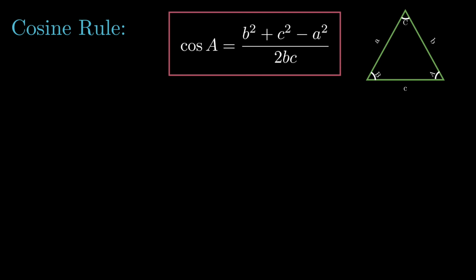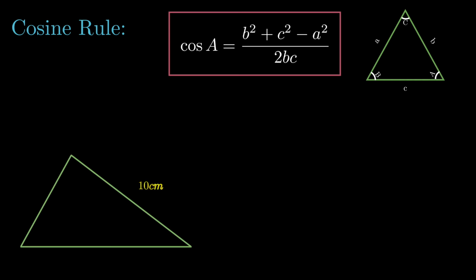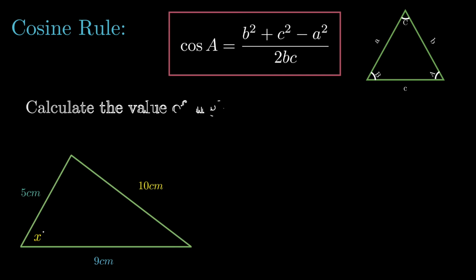So we'll construct a triangle again. In this triangle we have lengths of 10 centimeters, 5 centimeters, and 9 centimeters, and lastly the angle x. The question is, calculate the value of angle x. As before, we need to substitute these values into the formula, and in this instance, as our angle x is going to equal A, our side a is 10 centimeters. As you can see, they're opposite each other.